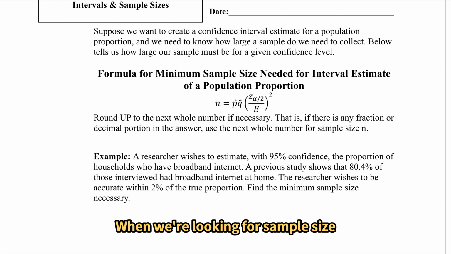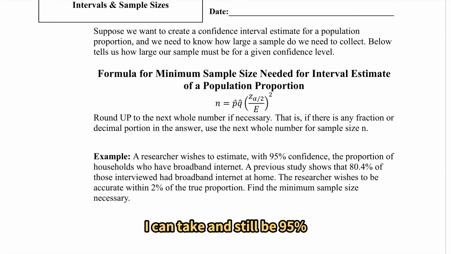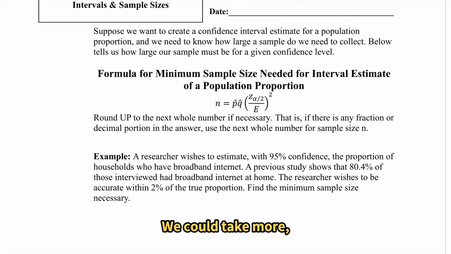When we're looking for sample size calculations, minimum sample size means this is the smallest sample size I can take and still be 95% confident or 99% confident or whatever our confidence level is. So this is the smallest sample size we can take in order to have that confidence. We could take more, but that number's the smallest.